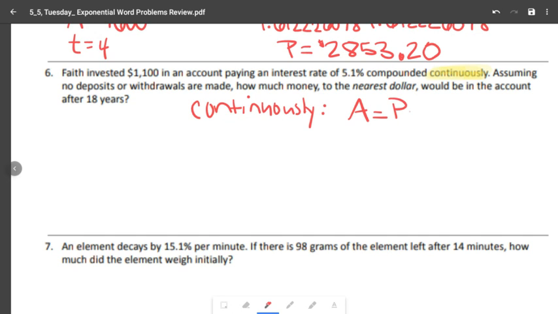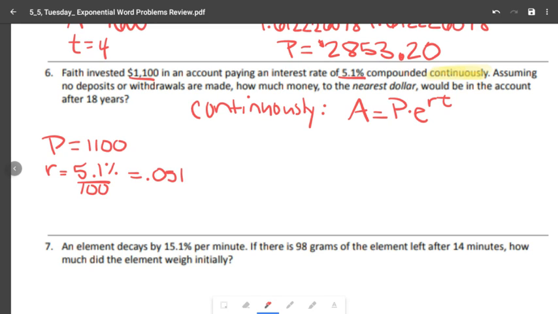Continuously is A equals P times E to the RT power. We are investing $1,100, so that is P. Our rate, R, is 5.1%. Divide by 100, so we get 0.051. And this is after 18 years, so T is 18. So we are going to plug this information into our calculator.